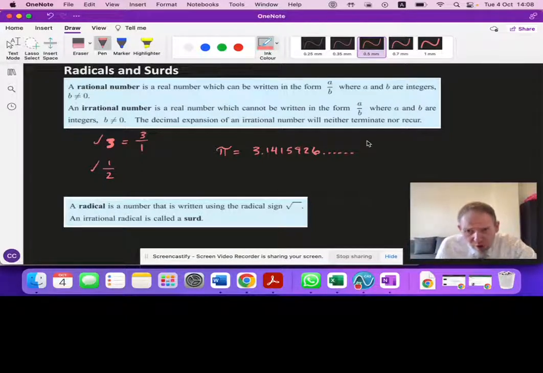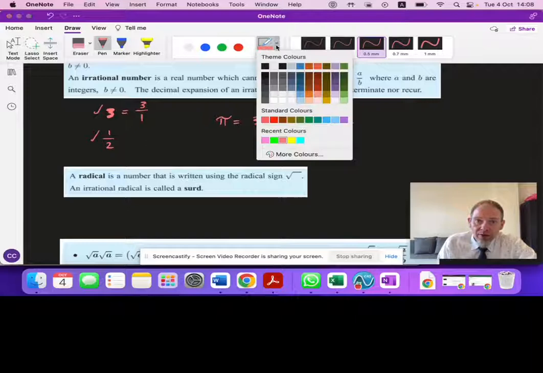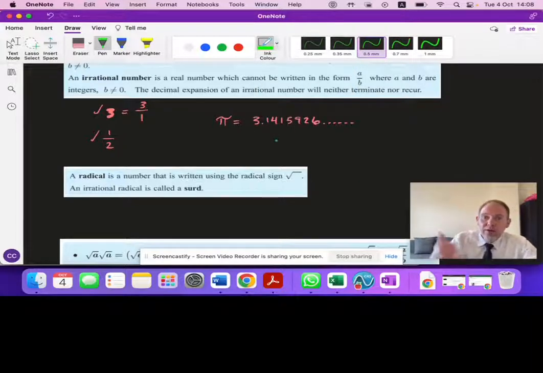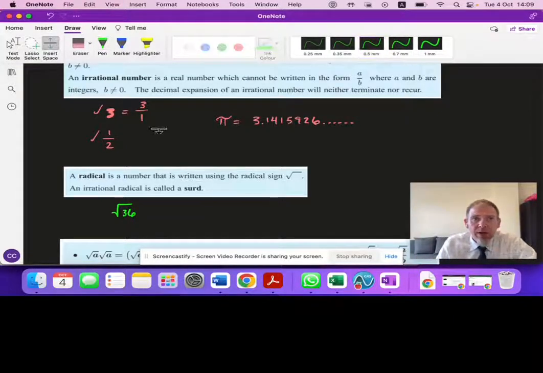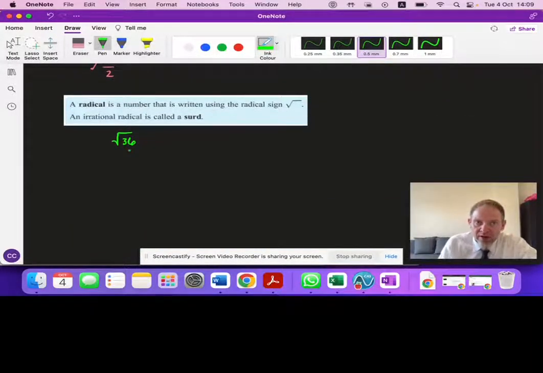Okay? Why that's important for where we're going is because we're going to radicals. And again, any number that we write using a radical sign is, by definition, a radical number. So the square root of 36, when it's written in that form, is in fact a radical. Now, if I simplify that, I'm hoping everyone's looking at that and going, why would you ever write that as square root of 36?